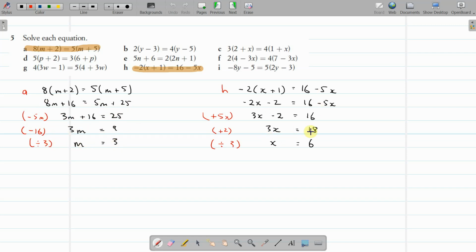Same sort of process here, very quickly. Minus 2, so expand the brackets, only this side this time. This side stays the same. Minus 2 times x, minus 2 times plus 1. And then move the 5x, minus 5x over here by plus 5x. And plus 5x to this one. Gets rid of that one there and makes that 3x. Get rid of the minus 2 by plus 2. And finally get rid of the 3x by dividing by 3.